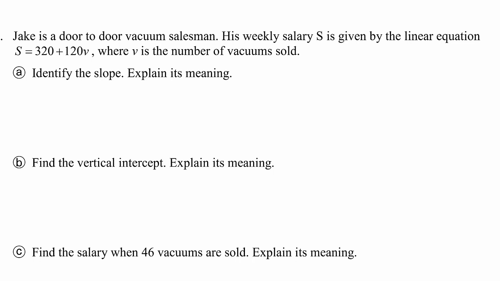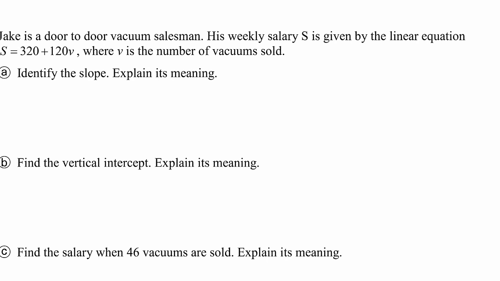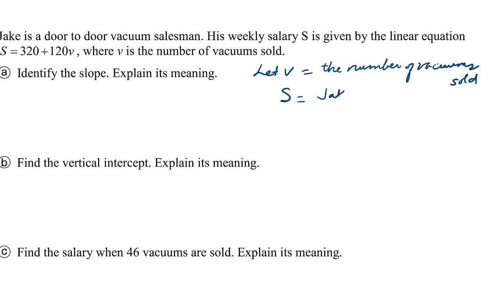So first of all, the input variable is, let's write these variables down. It's V, which is the number of vacuums that Jake sold, right? So that's your input variable. That's acting as your X. So the number of vacuums sold. And then S is our output variable, and that's Jake's weekly salary, isn't it?